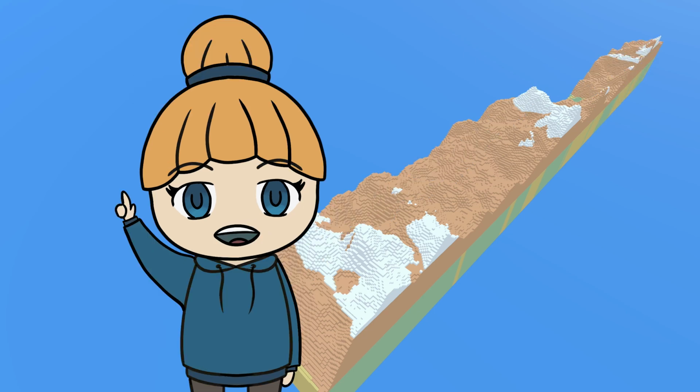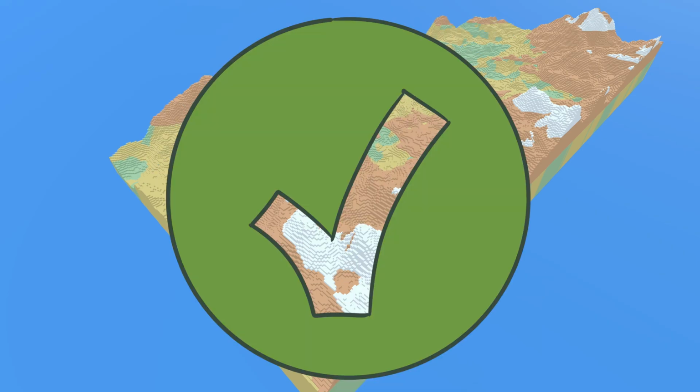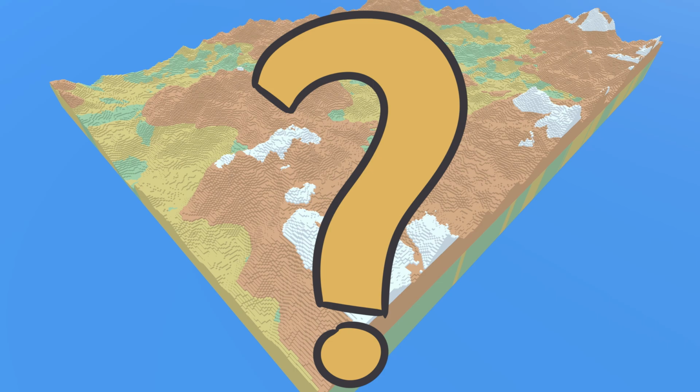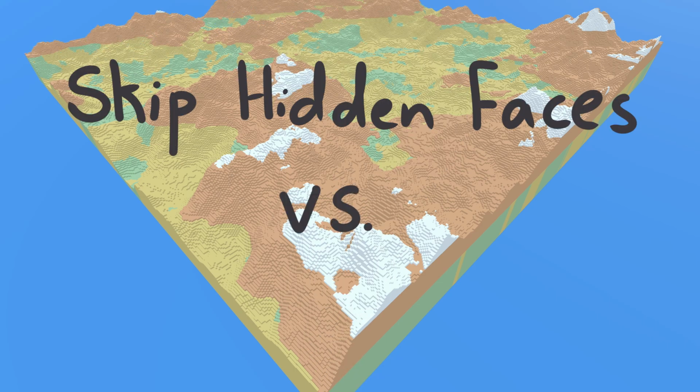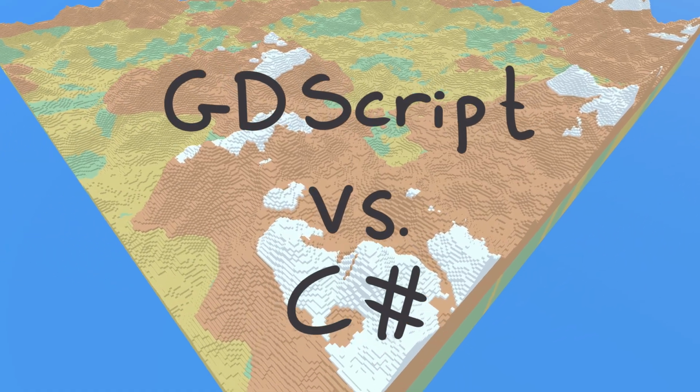Greedy meshing is a well-known meshing algorithm for voxel terrain. Some people think this is a must-have, while others keep saying it just isn't worth it. So, which is it? Follow along to see how a project that was meant to just compare two algorithms ended up also comparing GDScript to C#.